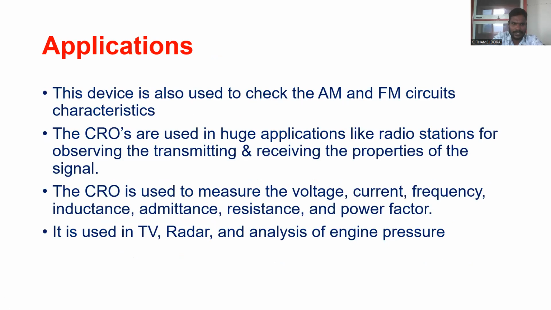Applications of CRO. This device is used to check the characteristics of AM and FM circuits. CROs are used in huge applications like radio stations for observing the transmitting and receiving properties of the signal. The CRO is used to measure voltage, current, frequency, inductance, admittance, resistance, and power factor. It is used in TV, radar, and analysis of engine pressure.